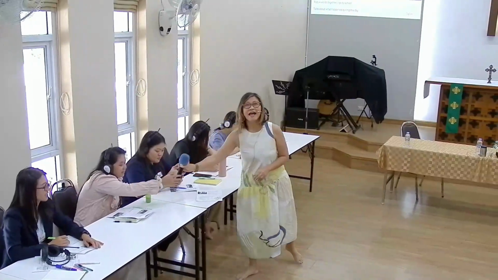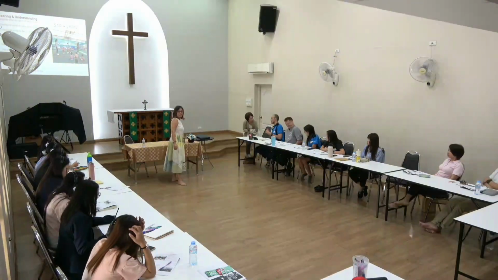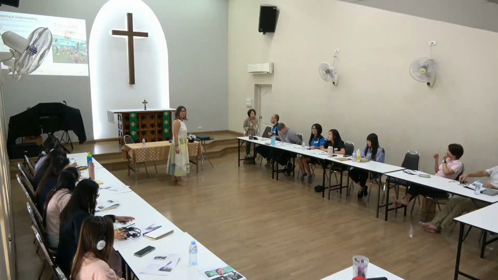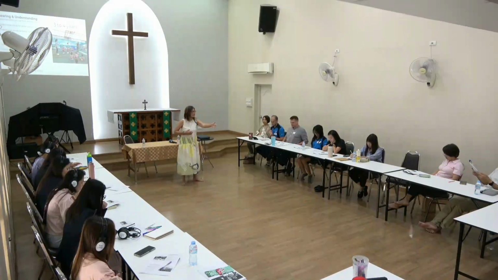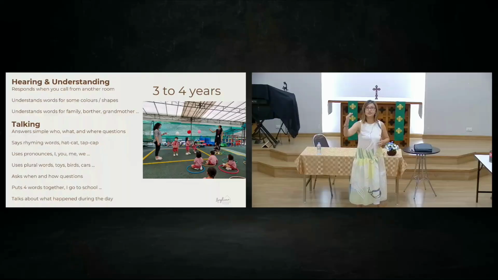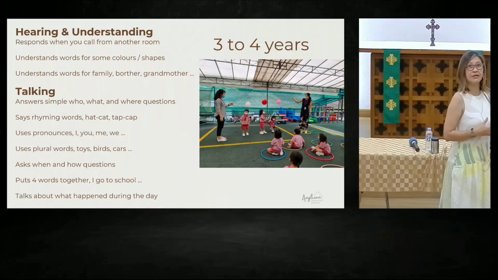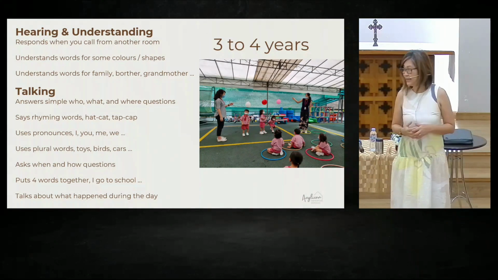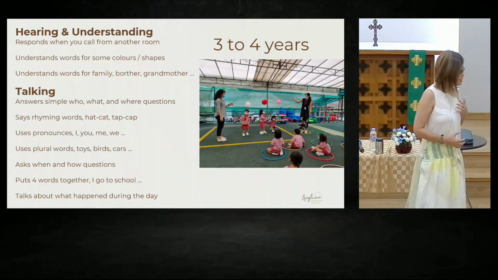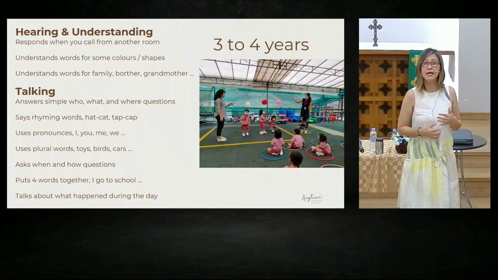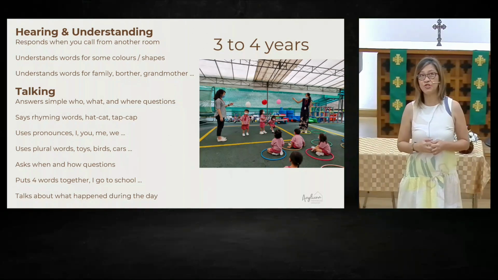Thank you very much. And then we go on to 3 to 4 years. If you look at the list, the child responds when you call from another room. That means distance. The child will still be able to respond. Understands words for some colors, shapes. Understands words for family, brother, grandmother. And when talking, a 3-year-old turning 4 will be able to answer simple who, what, and where questions.